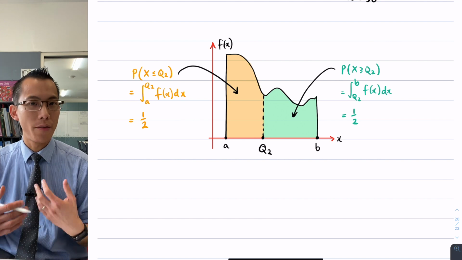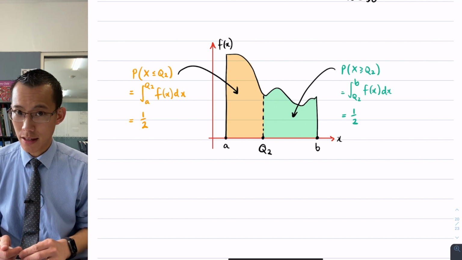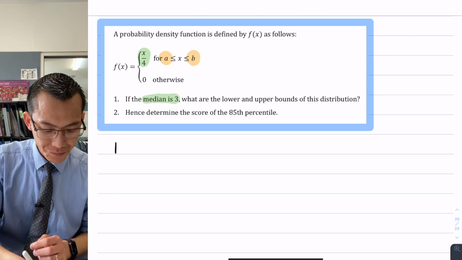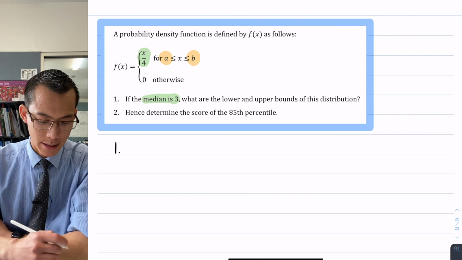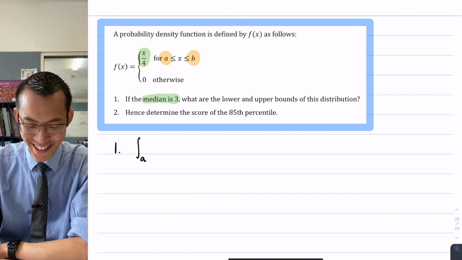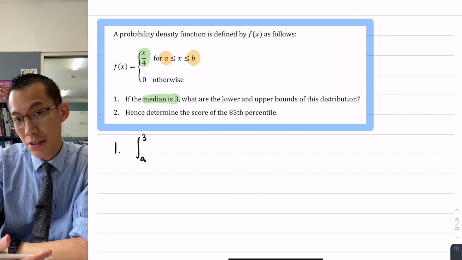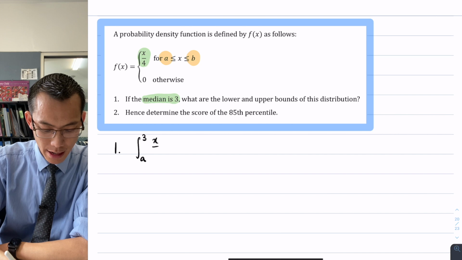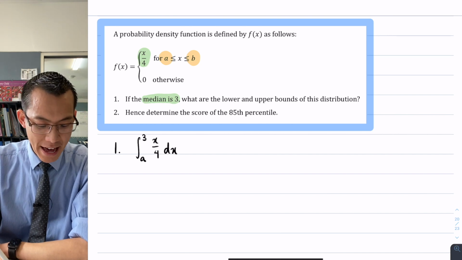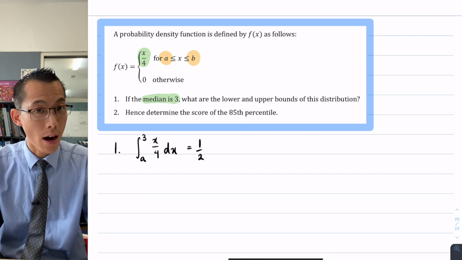I can use them to evaluate what A and B are, because in this case I know what Q2 is. It's 3. So let's form some integrals. This is question 1. Let's form some integrals that make this statement, right? So the integral from the lowest boundary, which I don't know, up to the median, which is 3, of my particular function, which in this case is x over 4, if I integrate that, that should give me 50% of the score. So its probability will be a half.